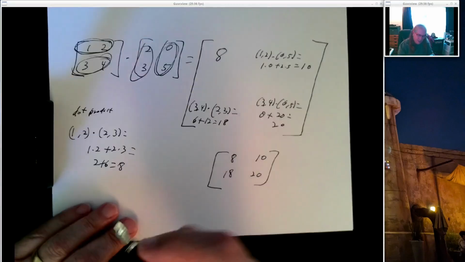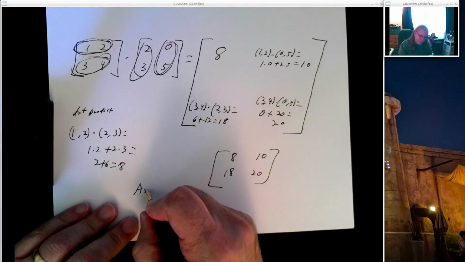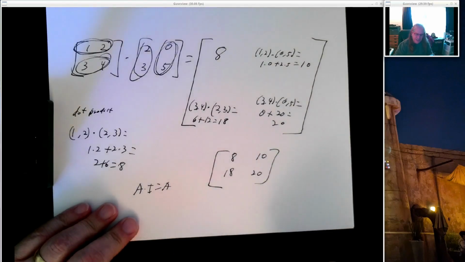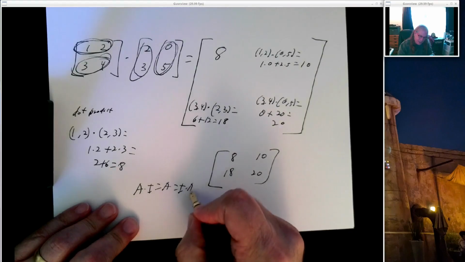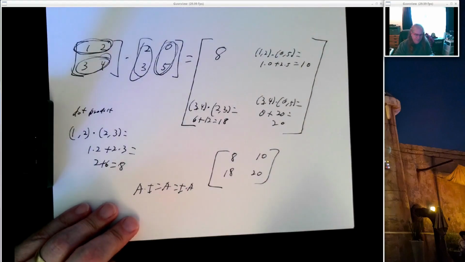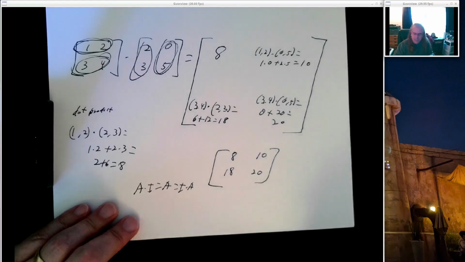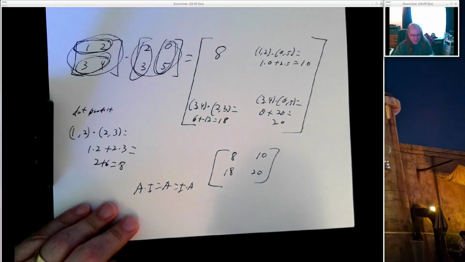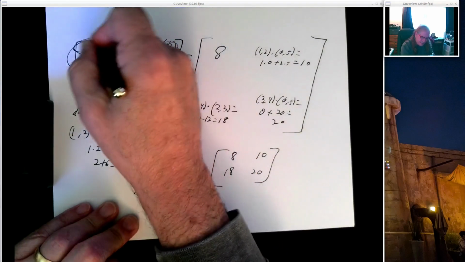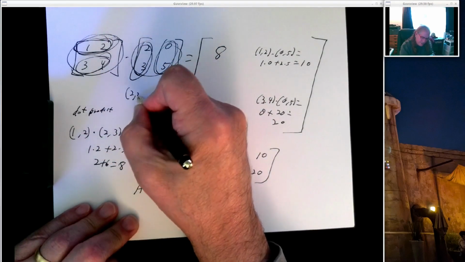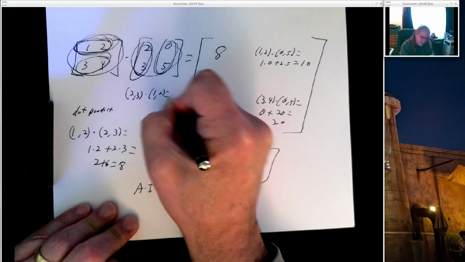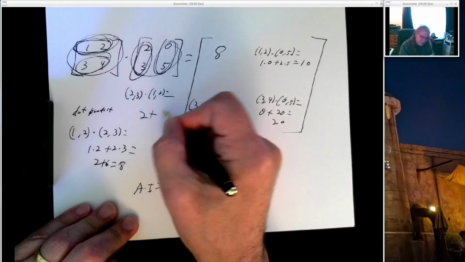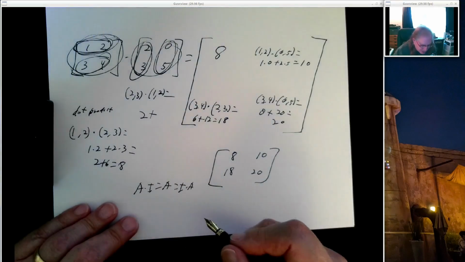One thing to note, that identity matrix I, if we multiply A times I, we always get back A. And if we take I times A, we also get A. Multiplication is not commutative. If I do this times that, then my first element, upper left, would be this dotted with that. It would be 2, 3 dotted with 1, 2. 2 times 1 is 2. Oh, we got the same thing.